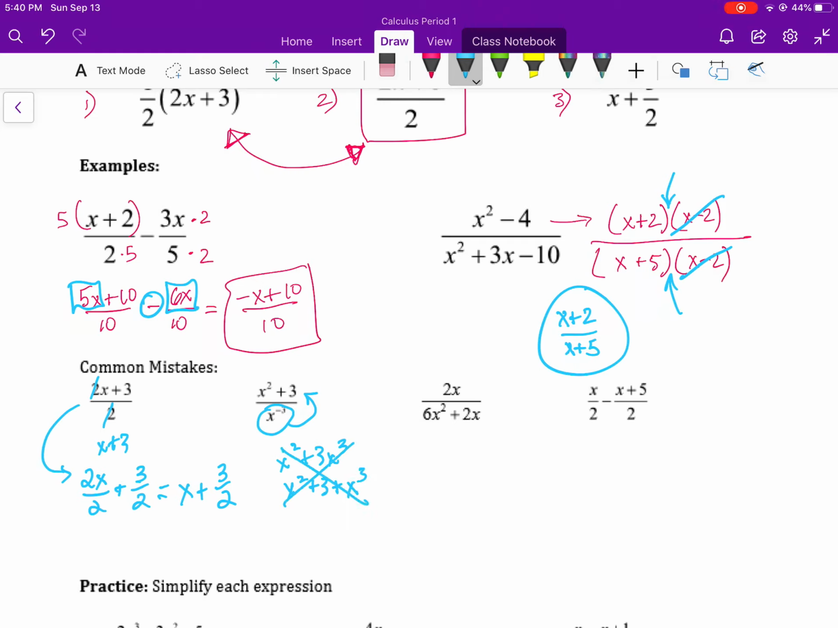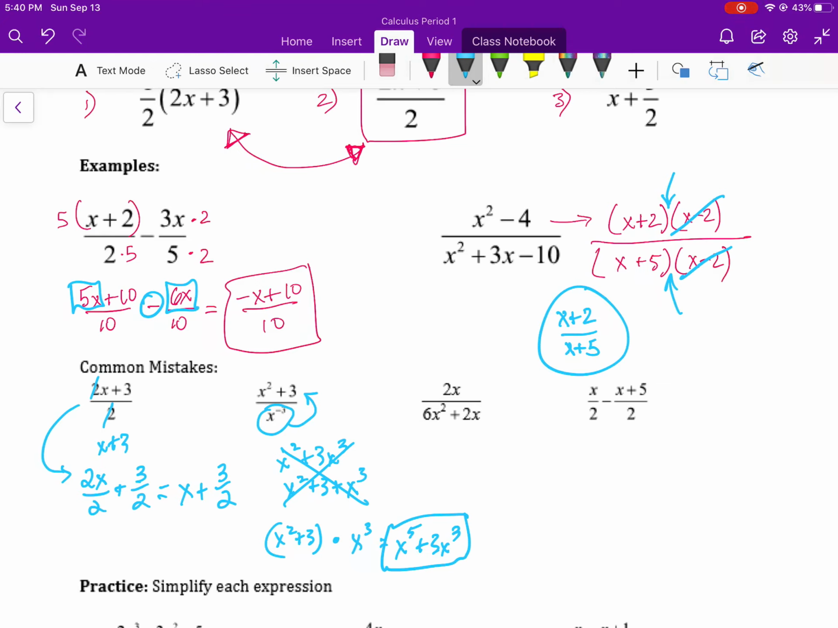In fact, what you want to do is think of this as x squared plus 3 times 1 over x to the negative third. Of course, rewriting 1 over x to the negative third as x cubed tells us how to finish out this problem. Distribute it through the parentheses, giving us x to the fifth plus 3x to the third. That's the correct simplification of that rational expression.